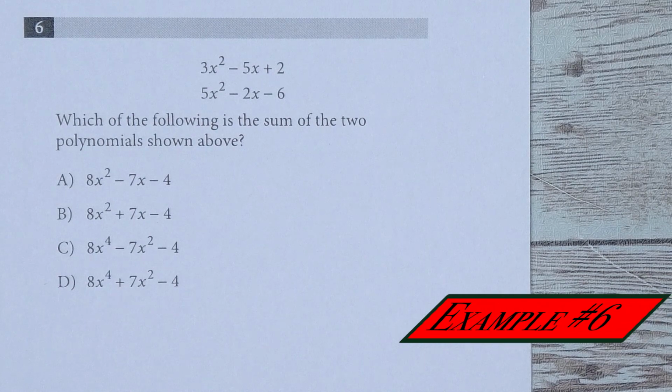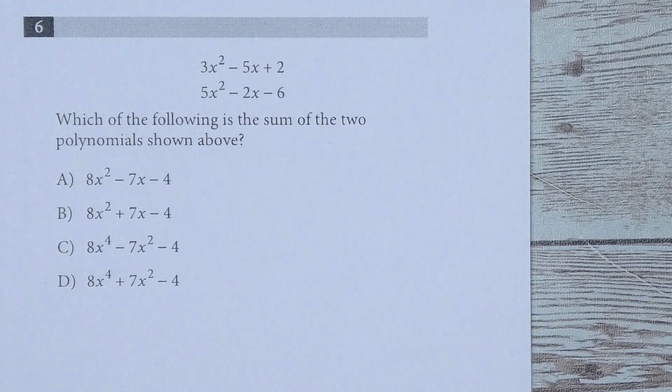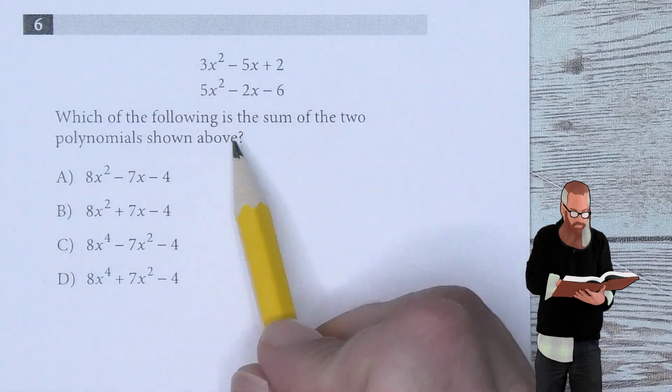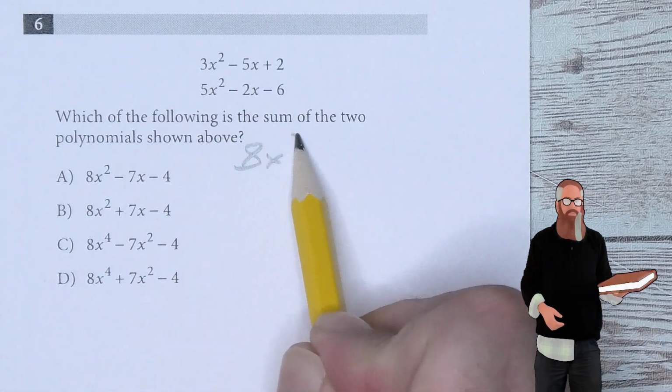Which of the following is the sum of the two polynomials shown below? So 3x squared plus 5x squared is 8x squared.